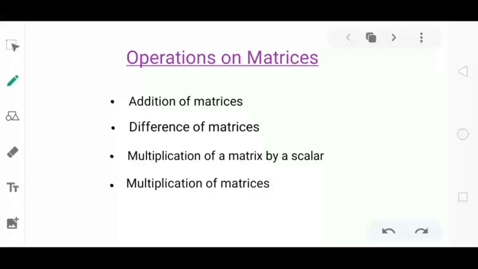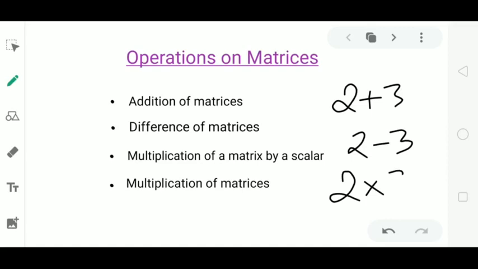In my previous videos, I have explained definition of a matrix, order of a matrix and types of matrices. Today I will explain operations on matrices. We are familiar with arithmetic operations performed on numbers, that is, adding two numbers, subtracting one number from another number, multiplying two numbers, dividing one number by another. Similarly, we can perform operations on matrices also.